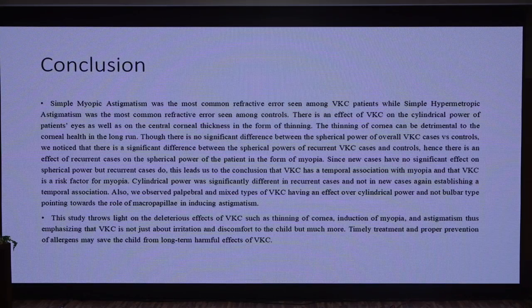this study throws light on the deleterious effect of VKC, such as thinning of cornea, induction of myopia, and astigmatism, thus emphasizing that VKC is not just about irritation and discomfort to the child, but much more. Timely treatment and proper prevention of allergens may save the child from long-term harmful effects of VKC. Thank you.